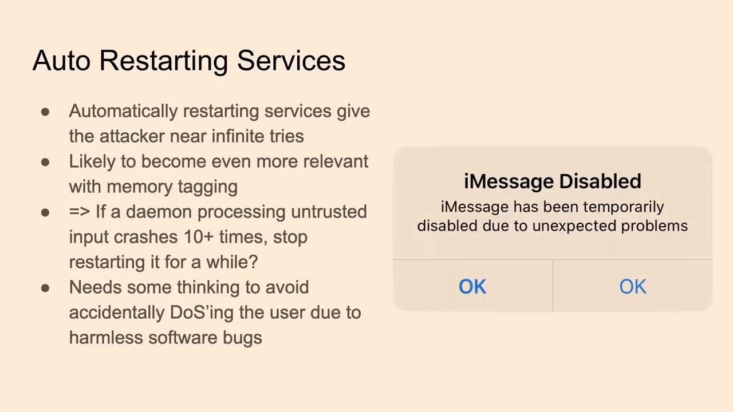Also, this restarting service problem, I think it could get bigger even. Here we had pretty much unlimited tries for the ASLR bypass. It's probably going to become even more relevant with memory tagging, which can also be defeated if you have many tries. So if some critical daemon crashes 10 times, maybe don't restart it, I don't know. It's going to need some more thinking, right? You don't want to denial-of-service the user by not restarting a daemon that crashed for some unrelated reason. But it would be a very good idea to have some kind of limit here.